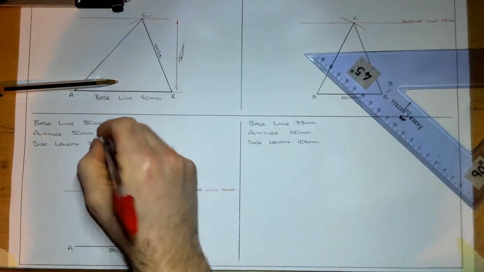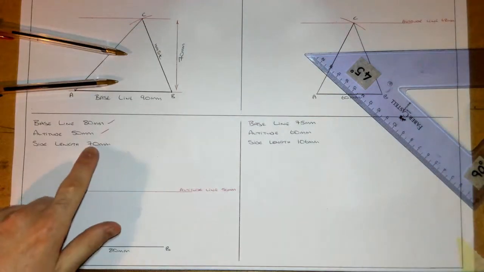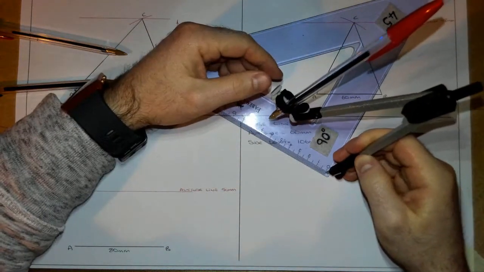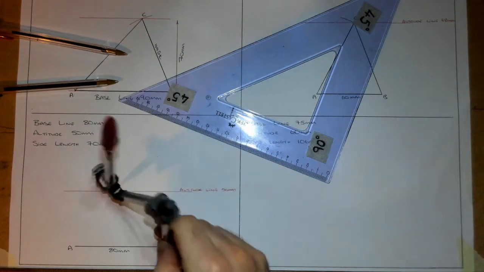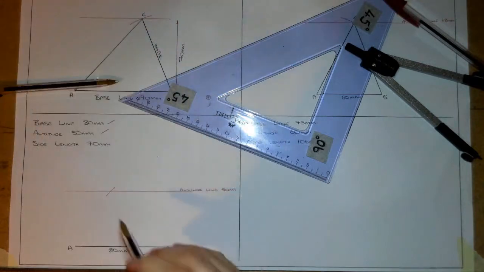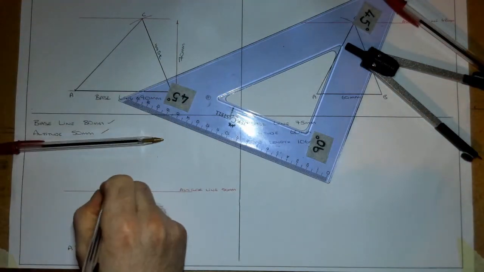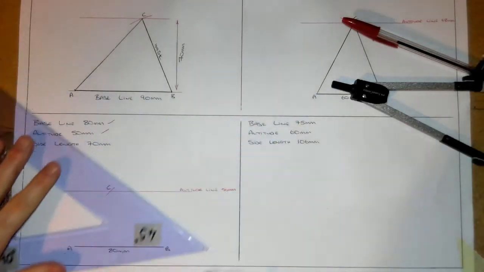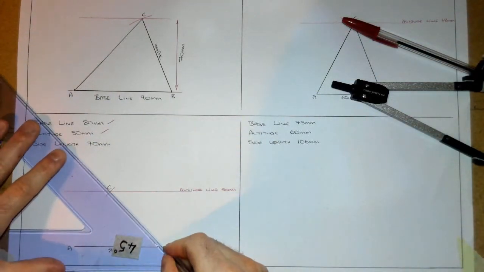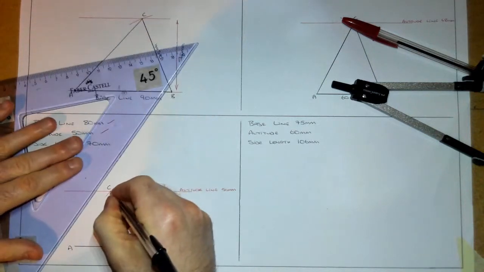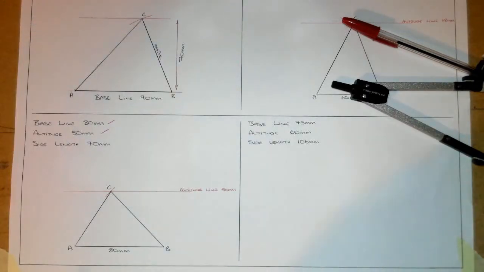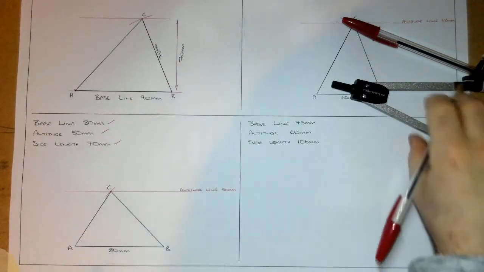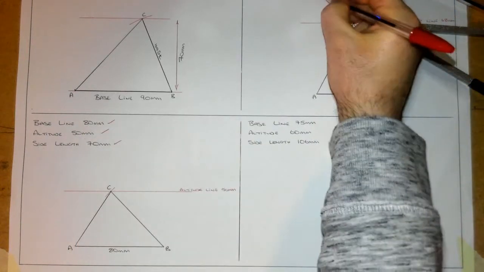And now, last one, I have a side length this time of 70. So using your set square again, and then to 70 this time, there we go. And this time I go from B, and there we have it. Okay, you can see where that little arc cut through. That there, sorry, is my C. Okay, and that C there, connect that to B, and same again to A. And there we have it. That is a triangle ABC with a side length of 70, an altitude of 50, and a baseline of 80. Forgot to take that one up there.